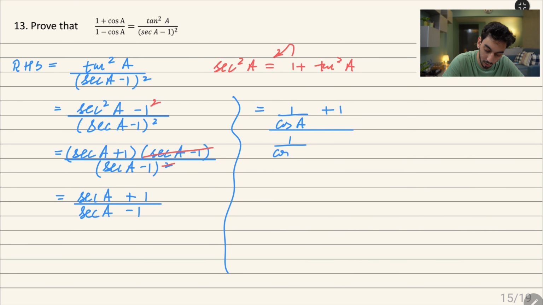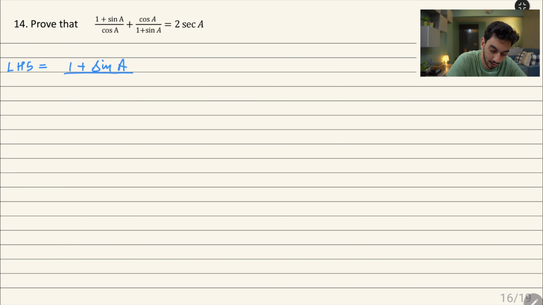Okay, next question. This one again says prove that 1 plus sin A upon cos A into cos A upon 1 plus sin A is equal to 2 sec A. We'll start with my left hand side, obviously, because that is bigger. So 1 plus sin A upon cos A plus cos A upon 1 plus sin A. Same rules to be followed.